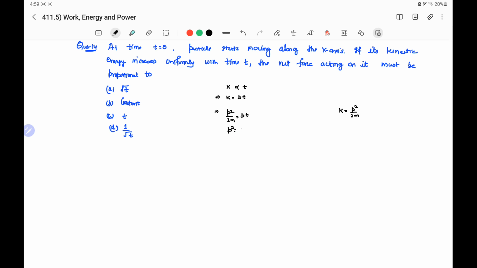So replacing K with p square by 2m, we will have p square by 2m equal to bt, or p square equal to 2mb into t, or taking the square root on both sides, we will have p equal to root 2mb into root t. We know that force is the rate of change of momentum, that is F equal to dp by dt. So F will be equal to dp by dt, differentiating root 2mb into root t with respect to time.